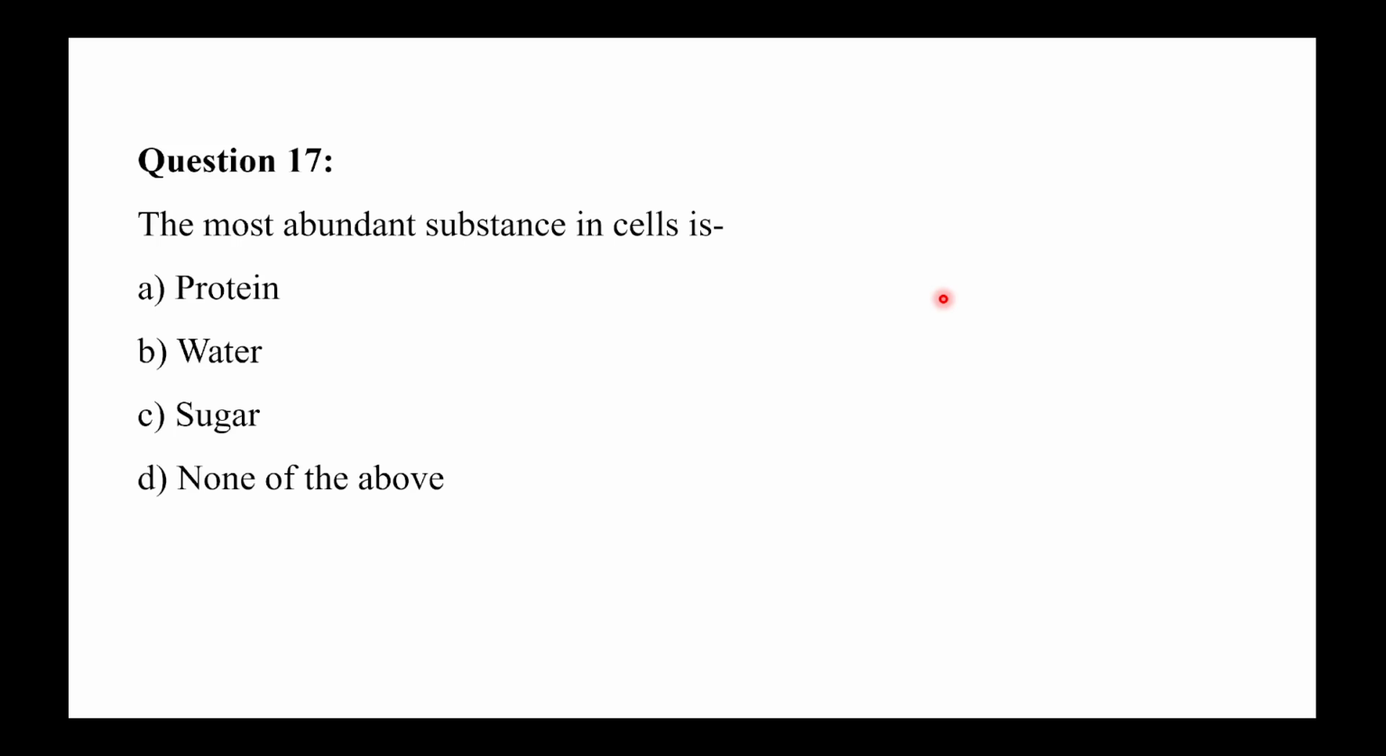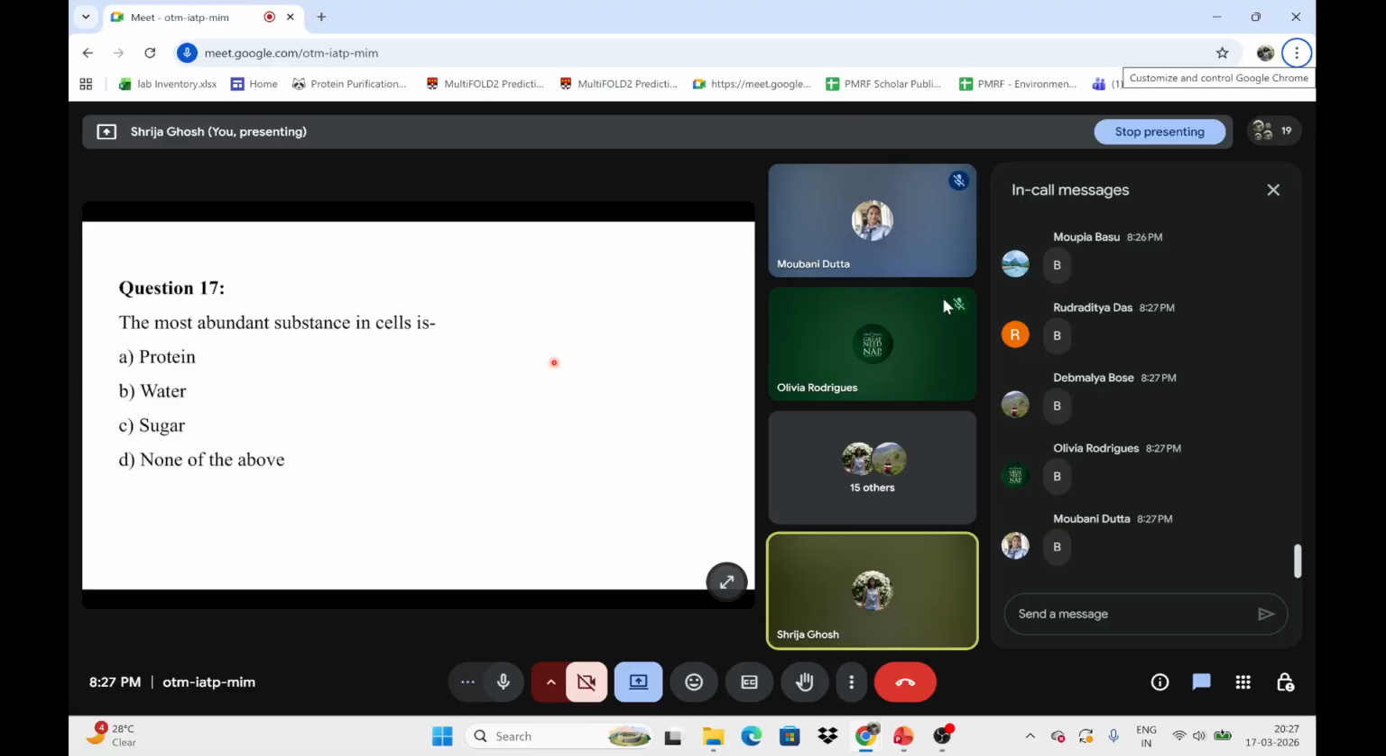The next question is, most abundant substance in cells is. Options are option A, protein, option B, water, option C, sugar, and option D, none of the above. Most abundant substance in the cell. Which of the following is most abundant substance in the cell? I can see 5 answers in the chat box. All of them are option B, water. Anyone else wants to answer?